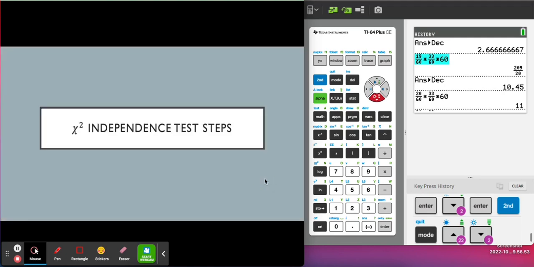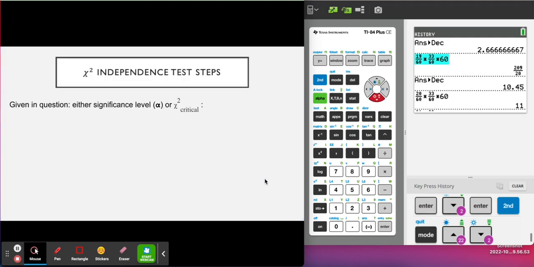Let's go more into detail about the chi-squared test itself. The steps for any chi-squared test start with our null and alternative hypothesis. The point of this test is that we are proving that either two variables are independent or not independent of each other. So your null hypothesis will always be that whatever the two things you're comparing are independent. And the alternative is that they are not independent, or you can use the word dependent here. So it's always going to be the exact same null and alternative hypothesis.